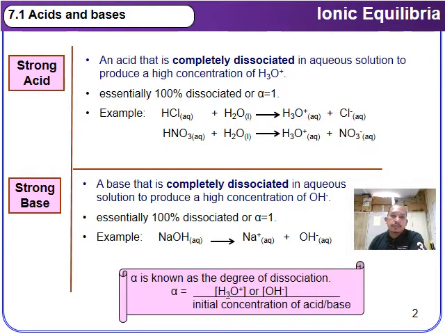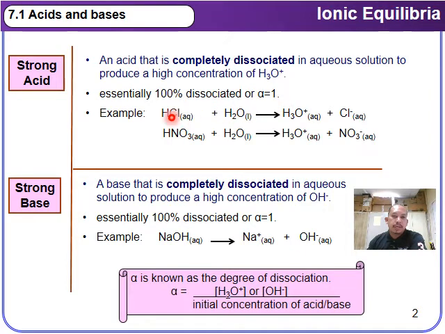Okay, now we move to the next part. How can we determine whether an acid and base is a strong one or a weak one? For a strong acid, the acid completely dissociates in aqueous solution to produce a very high concentration of H3O+. It is essentially 100% dissociated, or equivalent to alpha equal to 1. The degree of dissociation means 1.